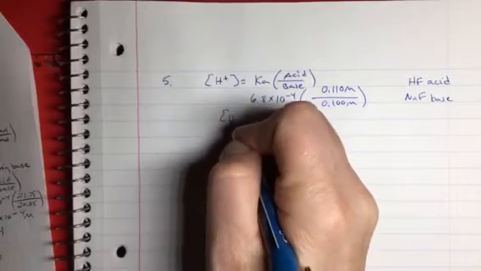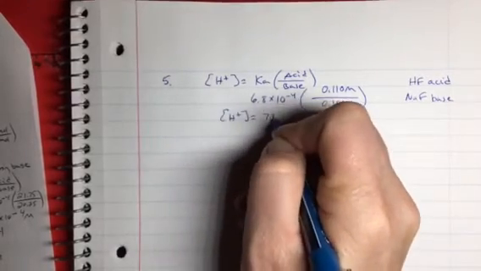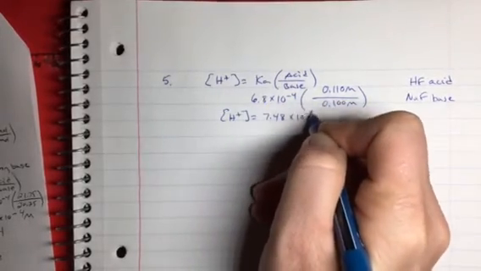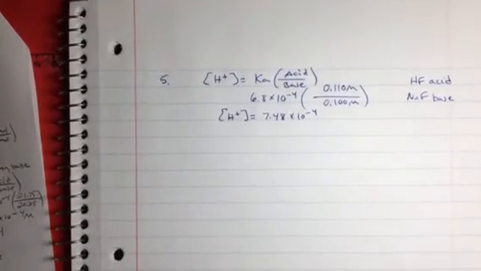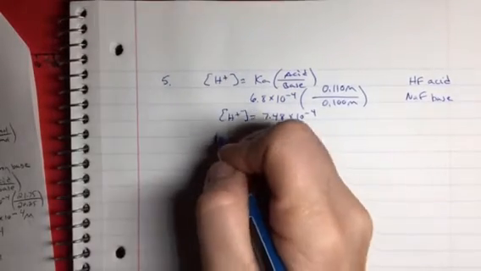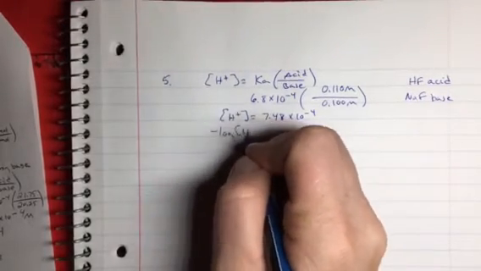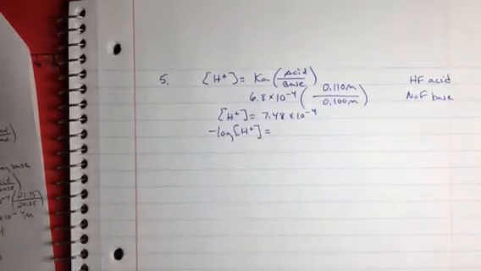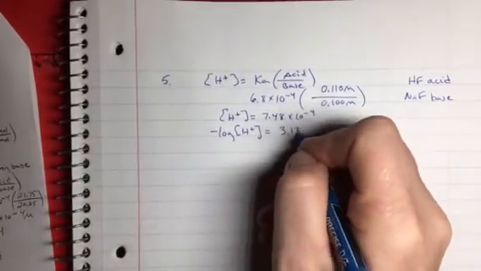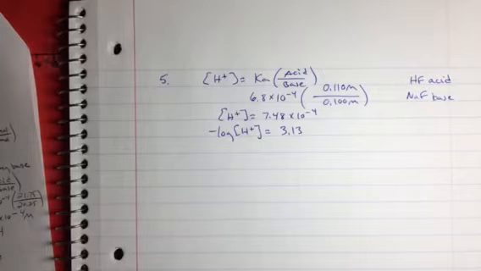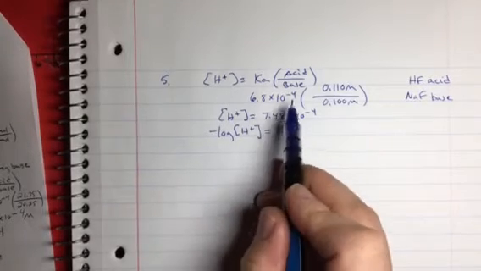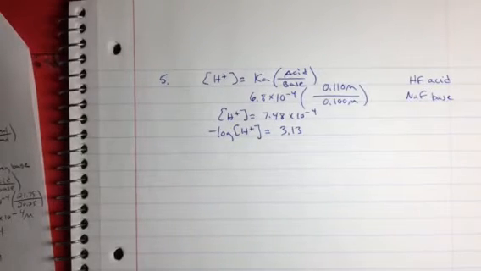So this simplifies to 7.48 times 10 to the negative 4th. Because that's the hydrogen concentration, we're just going to negative log that, and that will give us our pH. So the pH works out to be 3.13. And because it's a weak acid with a Ka value that's around 10 to the negative 4, that makes sense that the pH is that value.